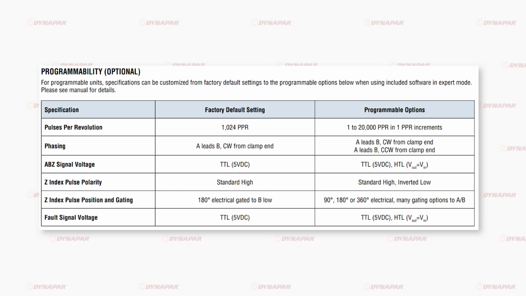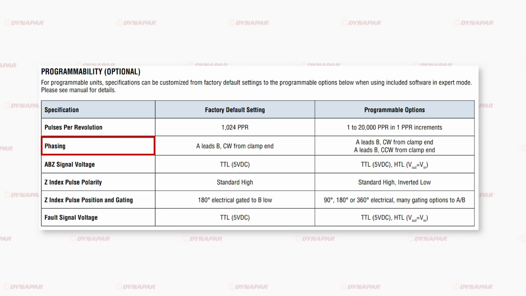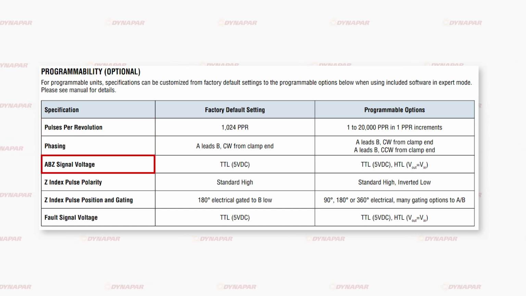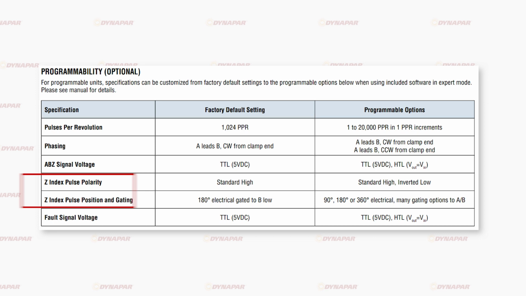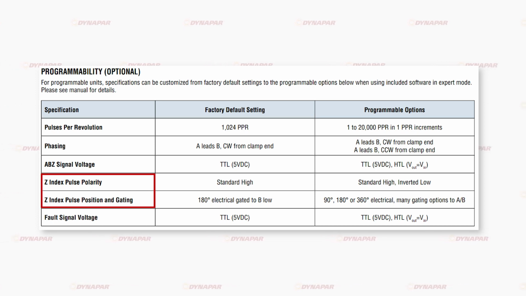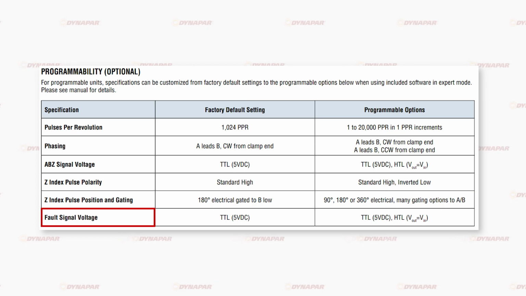The programmable version of the encoder allows you to change the PPR of the encoder as well as the phasing. You can also set the amplitude of your ABZ output. You can change the position, the gating, and the polarity of your Z index. And finally, you can change the amplitude of your fault output.